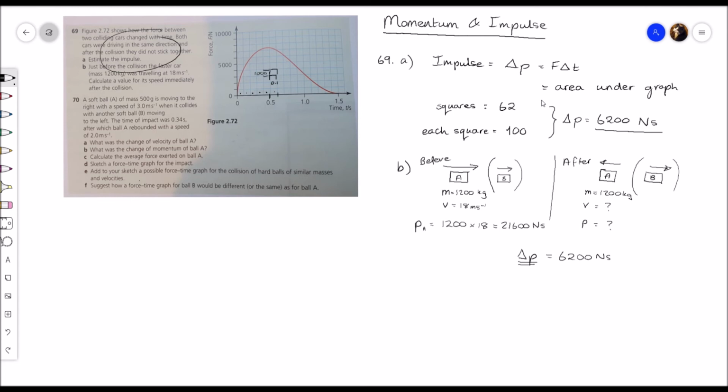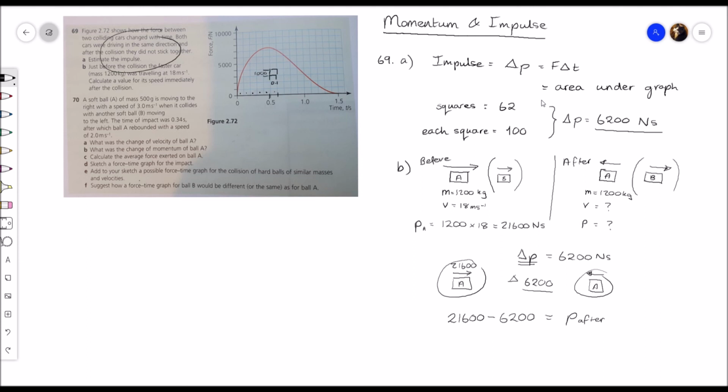Okay, so that's the change in momentum. Now this is where the direction makes a huge difference. It was going this way with 21,600, and afterwards it's now going this way, and between here and here the change is 6,200. Because we know it's changed direction, its momentum has changed. So 21,600 minus 6,200 is going to equal this new momentum. So the momentum after is that. It's losing momentum because it's giving some momentum to B. The fact that it's bounced back means that we know that this momentum change has been negative.